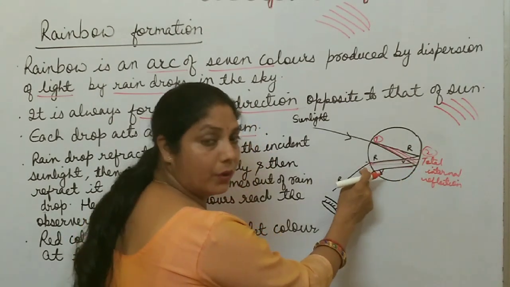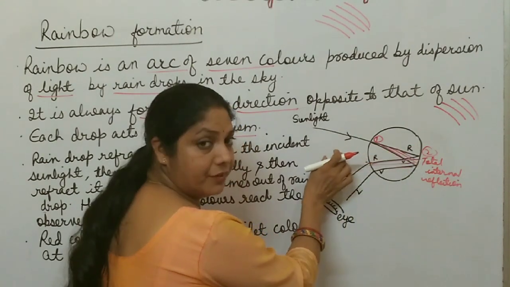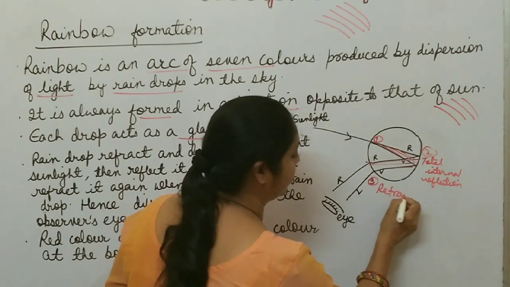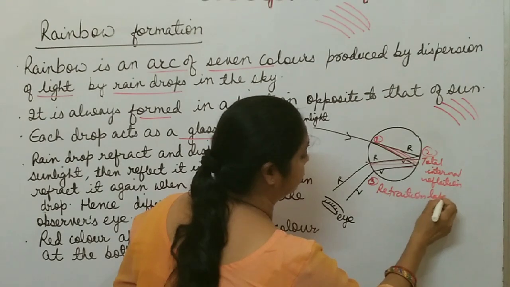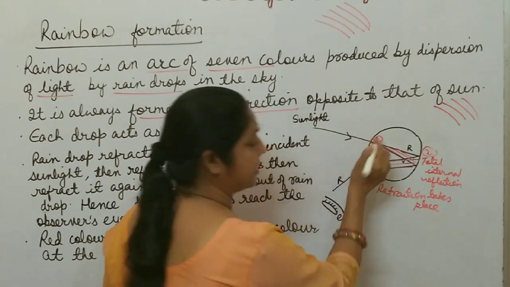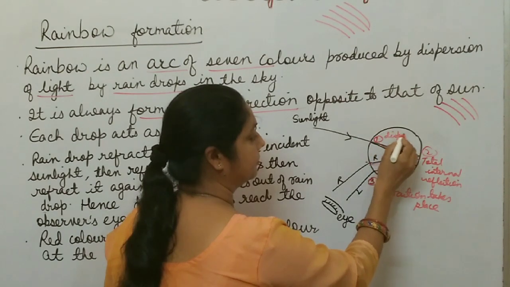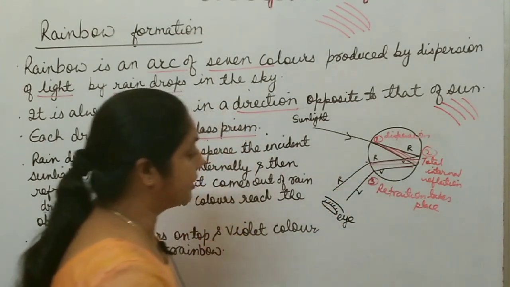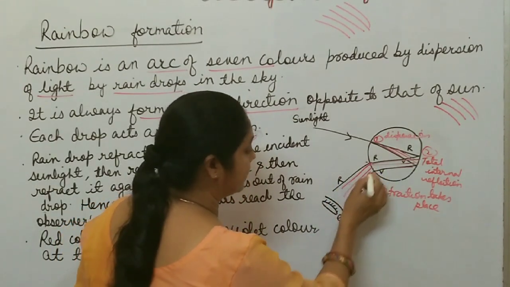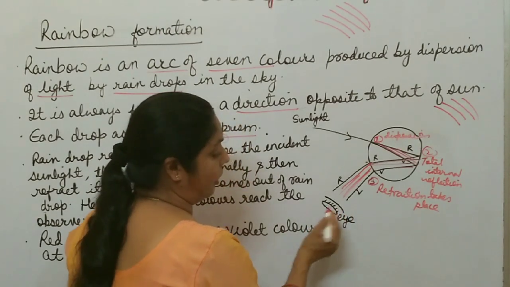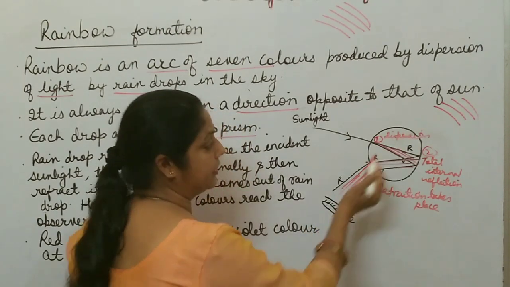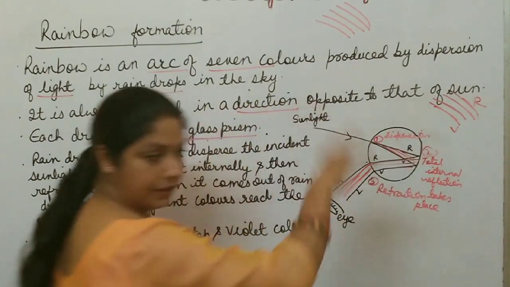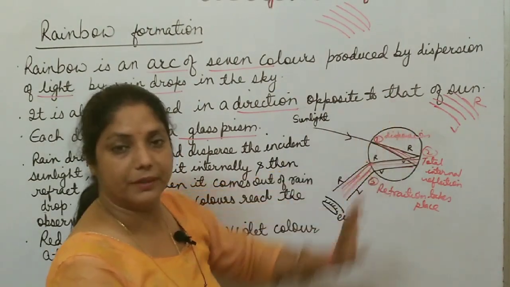Now again at this point, what happens? This one is a different medium, outside is a different medium, so refraction takes place. So here again at this point, refraction takes place. So 3 processes. First is dispersion. At this point total internal reflection, at this point again refraction takes place, and all this light reaches the observer's eye, and the observer is able to see all these 7 colors here in the form of a rainbow. Red color is at the top and violet color is at the bottom. In this way a rainbow is formed in the sky, right?